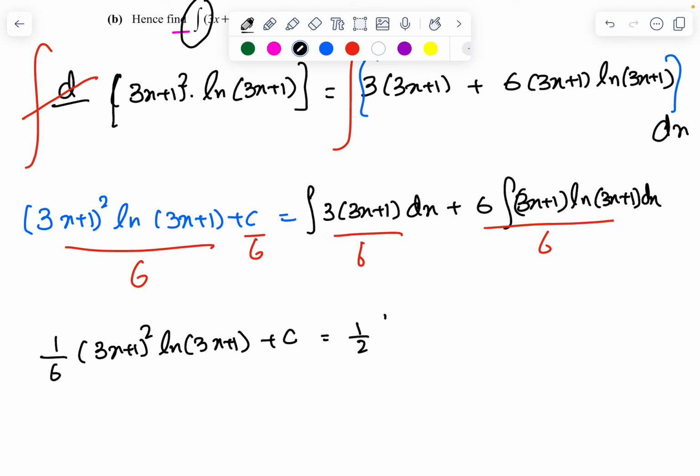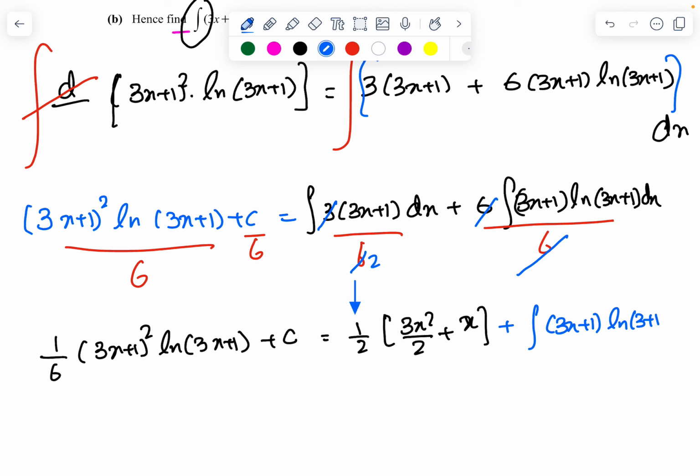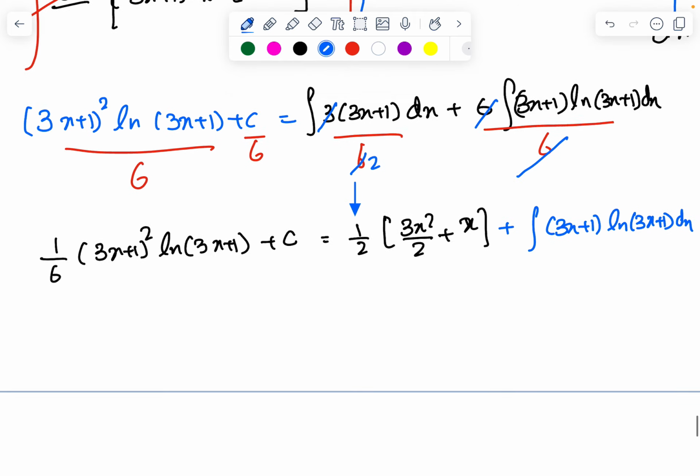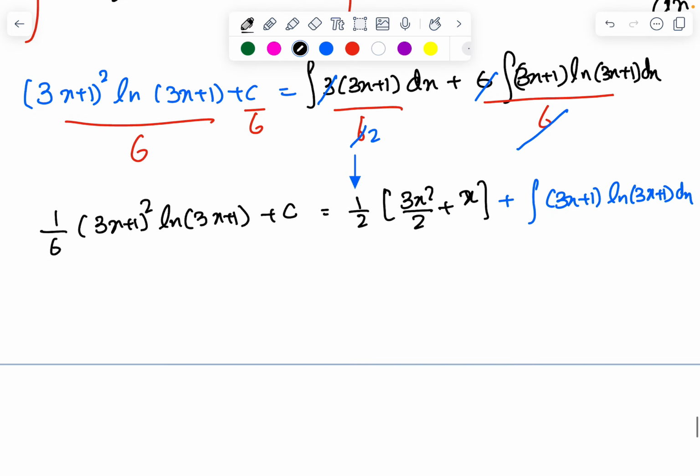1/2 times the integral: the integral of 3x is 3x squared by 2, and the integral of 1 is x. So this one was cancelled, 3 times 1, 3 times 2, which is this number 1/2. So (3x squared)/2 plus x. Then 6 gets cancelled, plus the integral of (3x plus 1) ln(3x plus 1) dx. So from there, finally I'll be getting that answer.